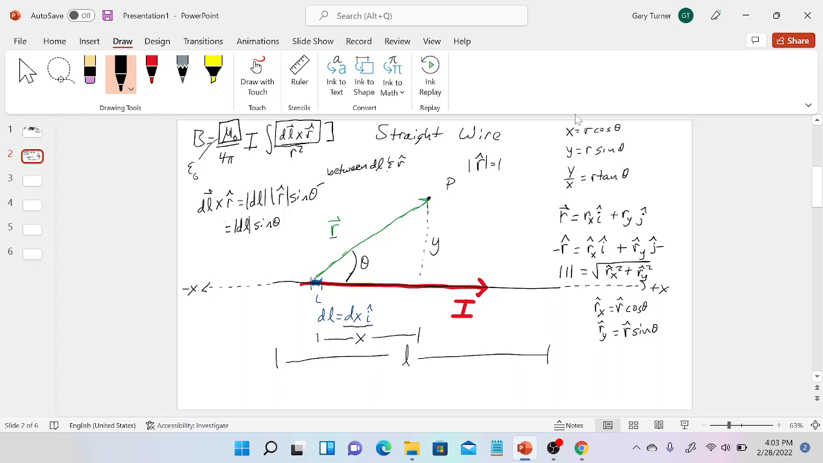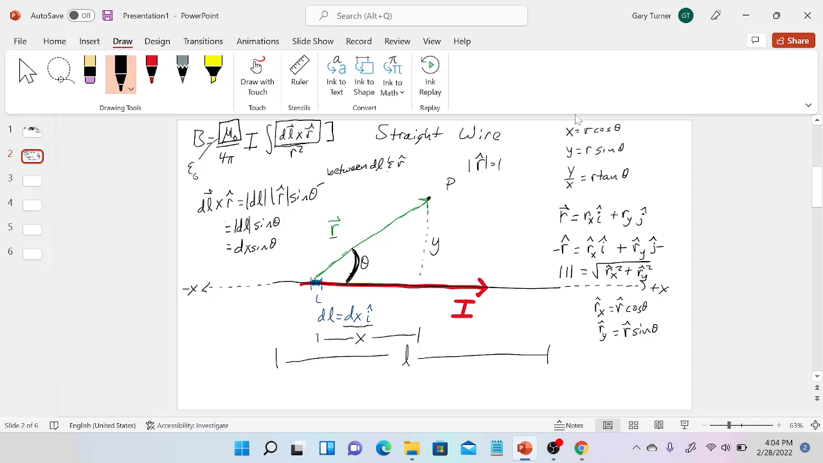So that's already what this angle is. This theta that we've defined is already that angle, so the sine of that angle is going to play a role here. And we've already denoted that the magnitude of DL is just R dx. So DL cross R hat has a magnitude of dx sine theta. Now, that does not solve the direction.